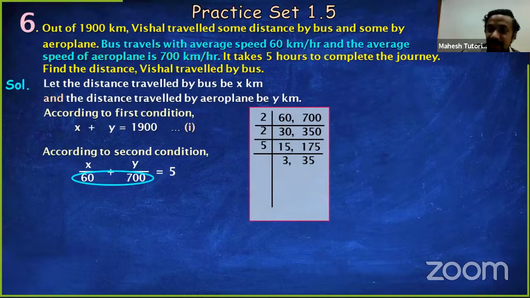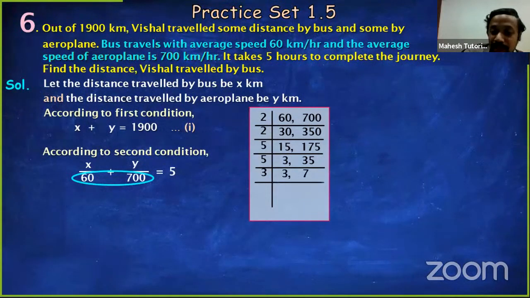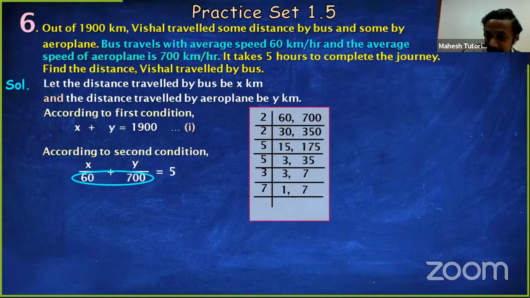Now since 3 and 35 will not both go in one, we'll have to consider one at a time. So 5, keeping 3 as it is, 7s will give us 35. One at a time. 3 ones is 3, keeping 7 as it is. 7, this 1 will remain as it is.